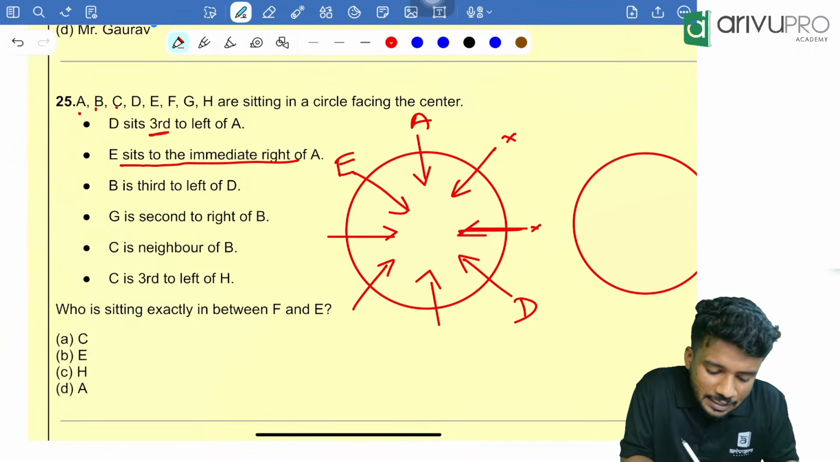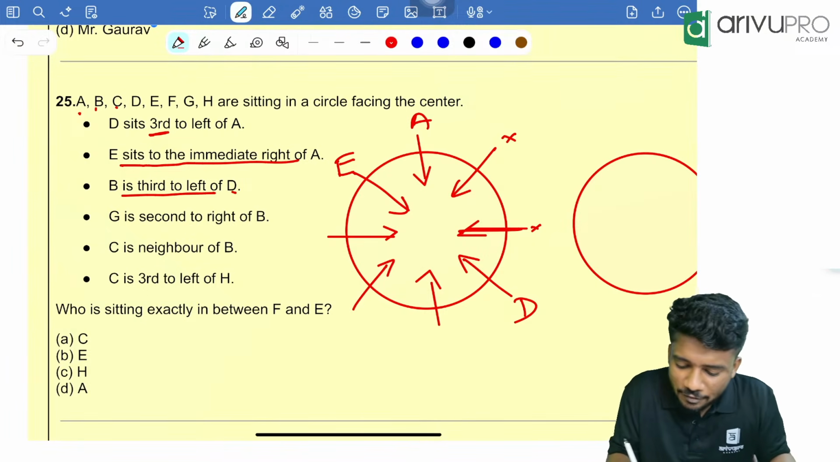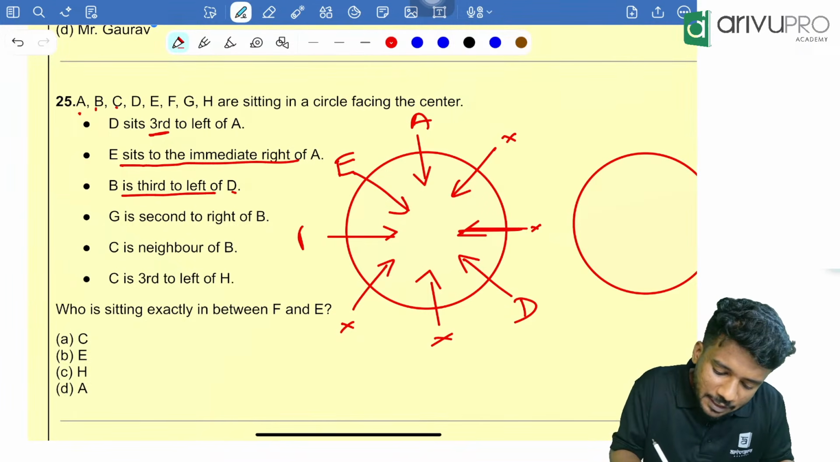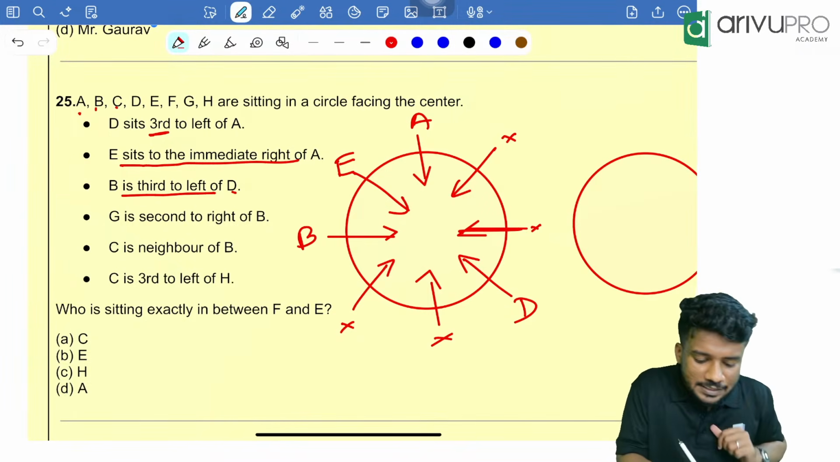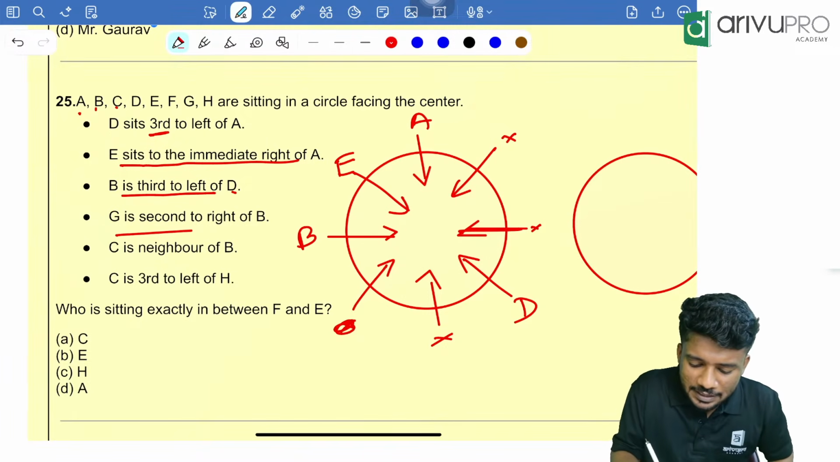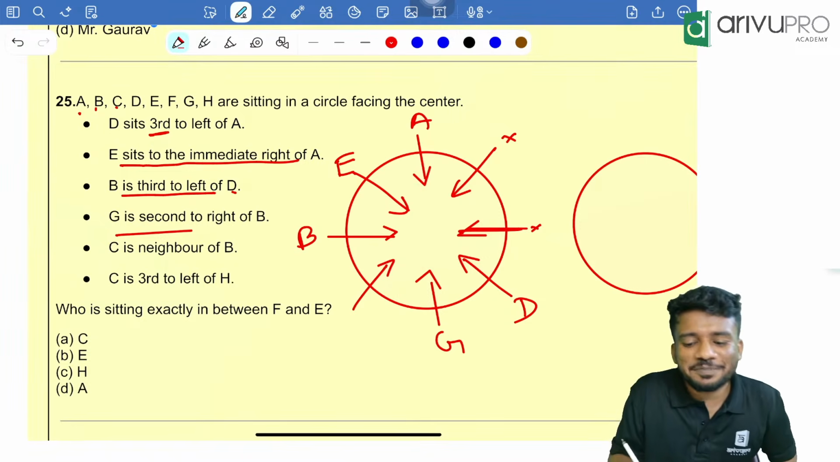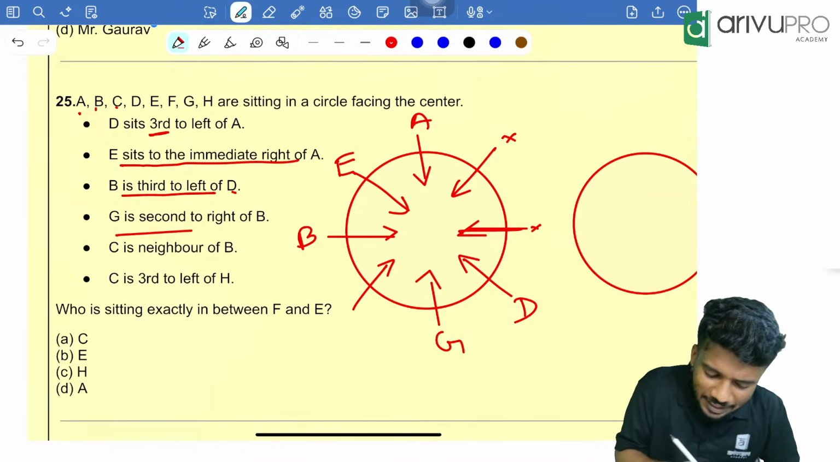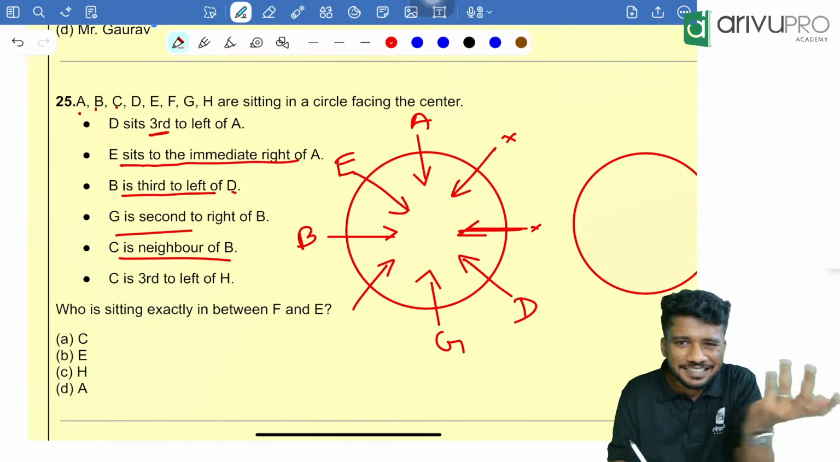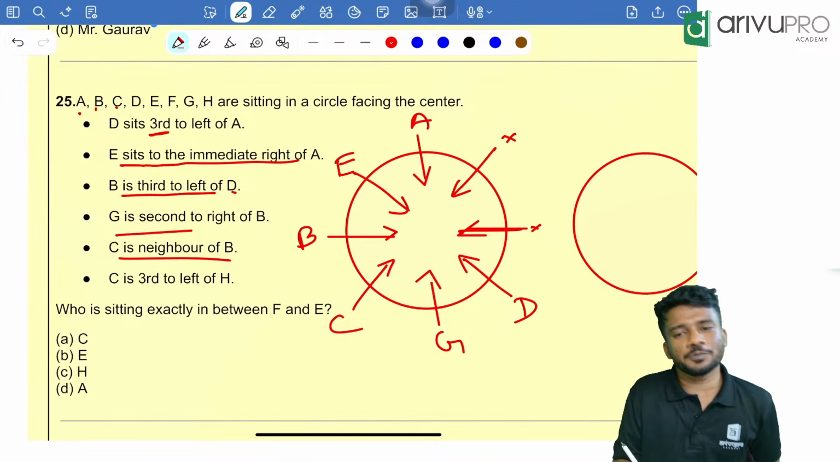Then B is third to the left of D. Third to the left means first left, second left, third left. That means B is over here. G is second to the right of B. G is second to the right means first right, then second right. That means G is over here. Then C is a neighbor of B. C is a neighbor of B means what? C should be here. Correct.